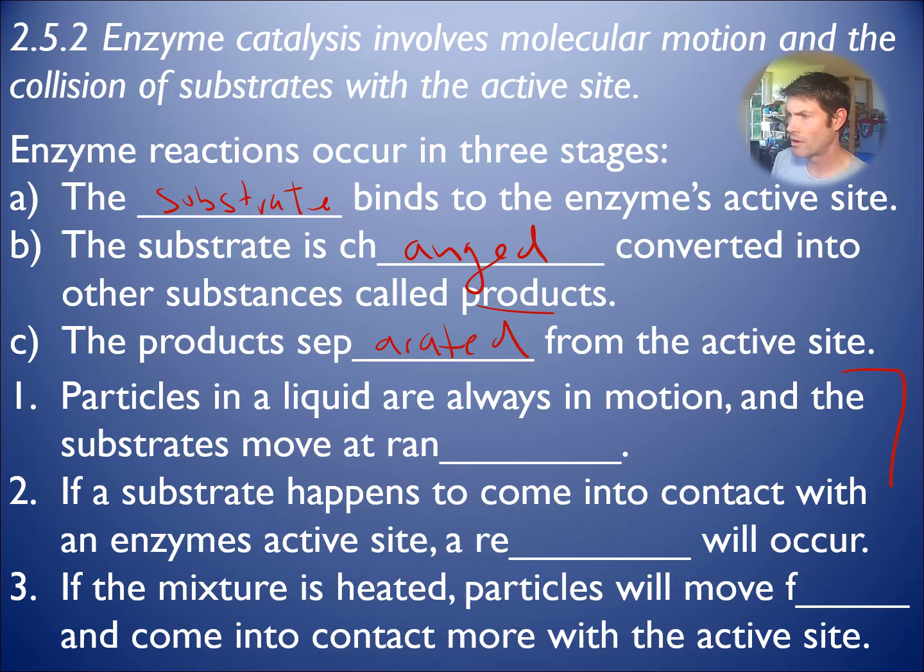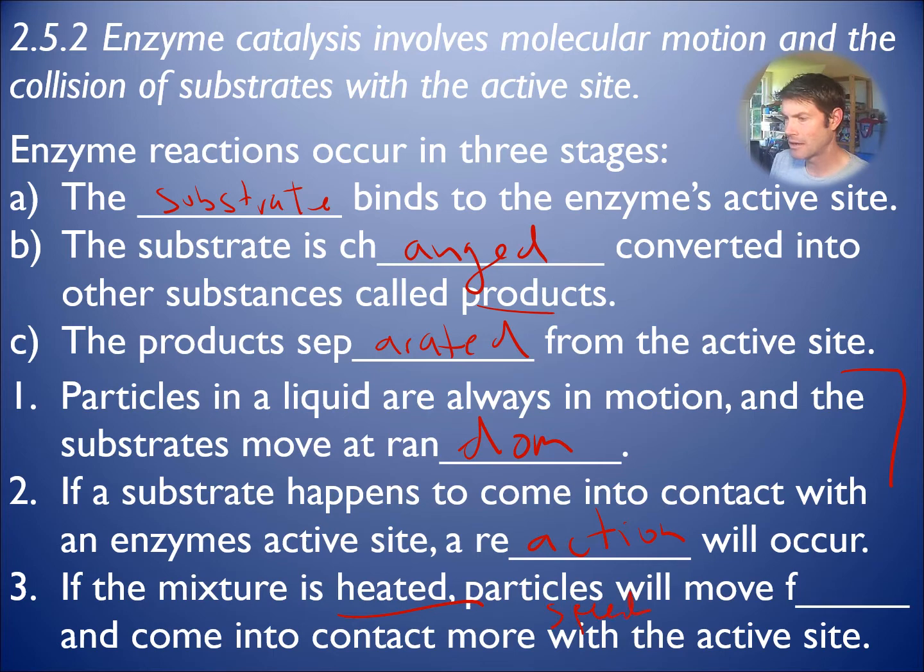Something to also know is that particles in a liquid or gas are always moving around in motion. When they stop moving, then you have a solid. But they move at random. They just kind of bang into each other. And if a substrate happens to come in contact with an enzyme, goes into the active site, a reaction occurs. And if you heat that mixture, it speeds it up.